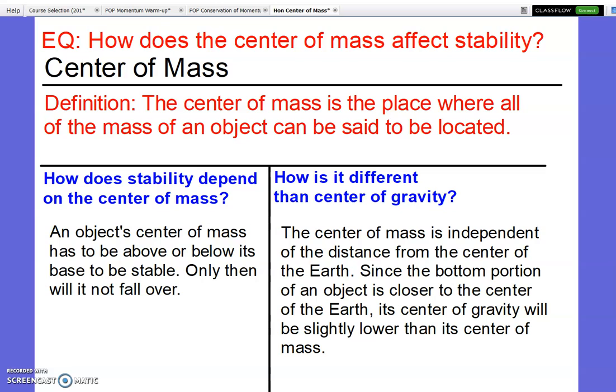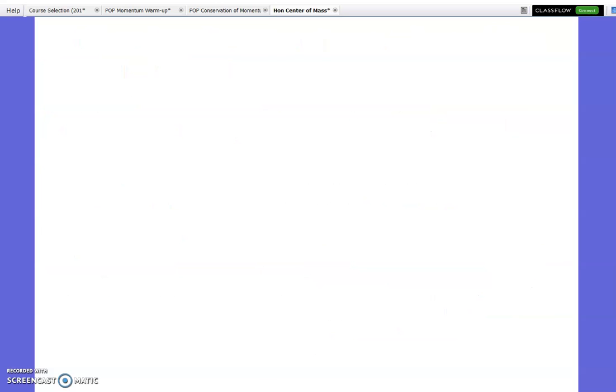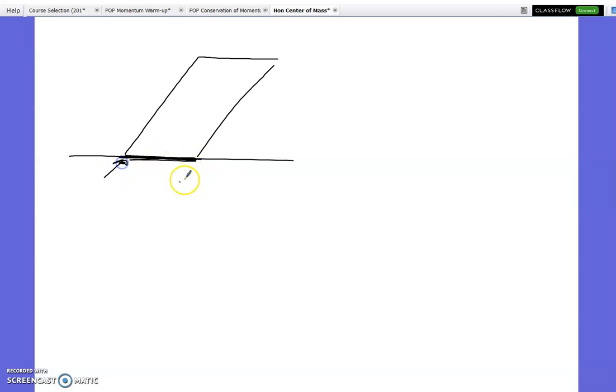Now the question is, how does the center of mass affect stability? Well, an object is considered stable in physics when the mass is directly above or below a base. Only then will it not tip over. So if we get something like, let's say, the Leaning Tower of Pisa, the base is the part that's in contact with the surface. Okay, so this is considered the base. And a lot of times we call these edges, we call them the leading edge.